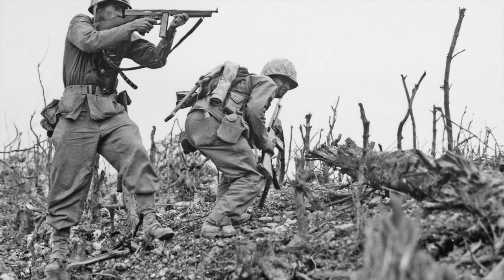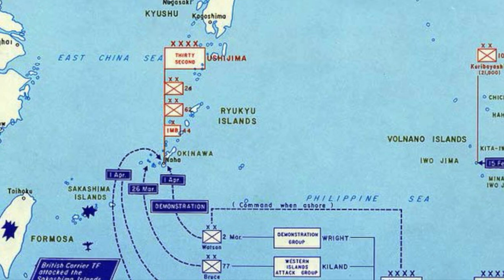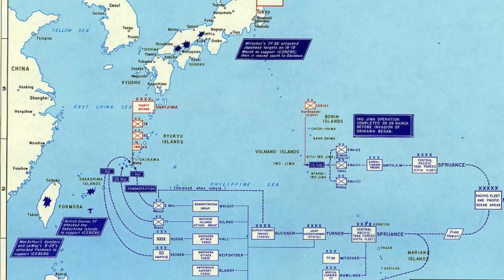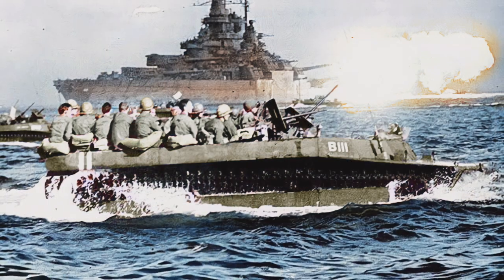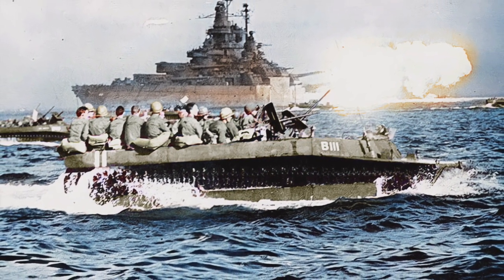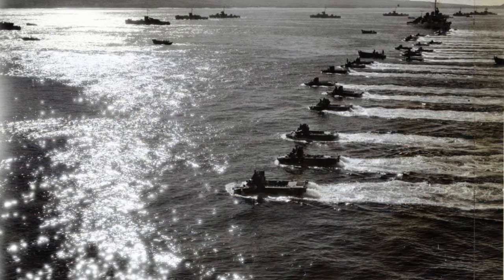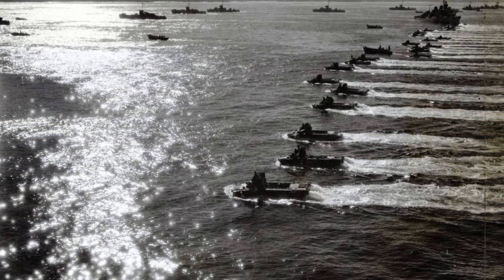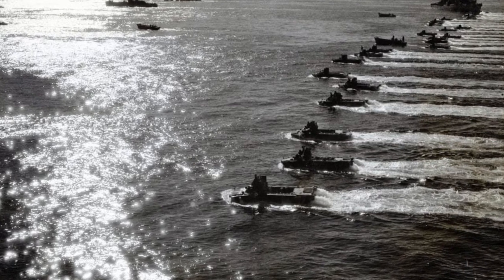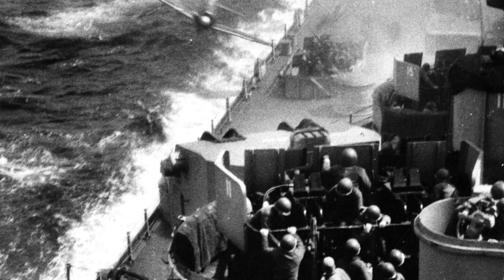Okinawa, part of the Ryukyu Islands, held strategic importance for both the Allies and Japan. For the Allies, capturing Okinawa would provide a base for air operations and logistical support necessary for an invasion of Japan. For the Japanese, it was the last line of defense before the home islands. The battle's significance was underscored by its scale. Approximately 545,000 Allied personnel, primarily Americans, faced a Japanese force of 76,000, supplemented by thousands of Okinawan conscripts and local defenders.